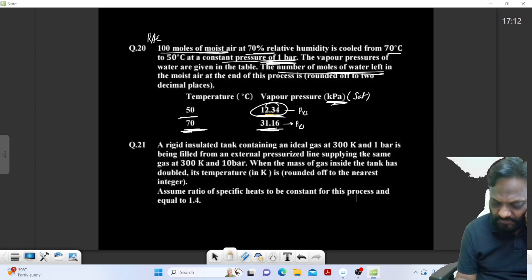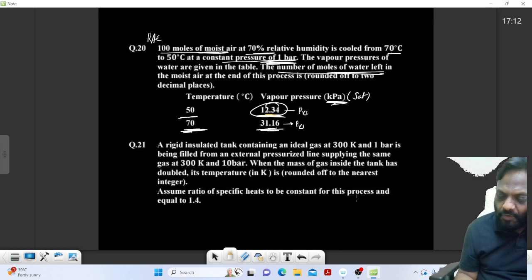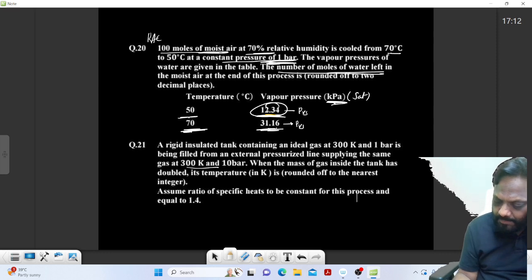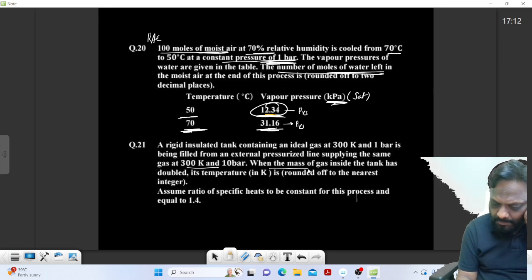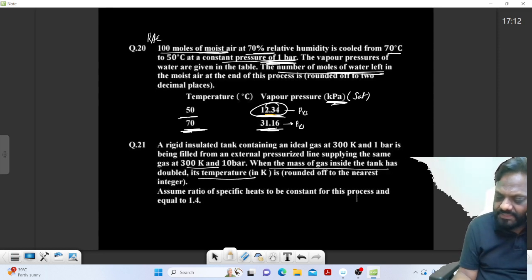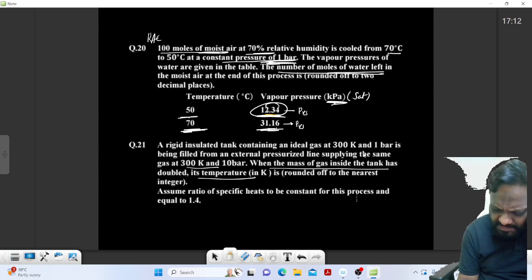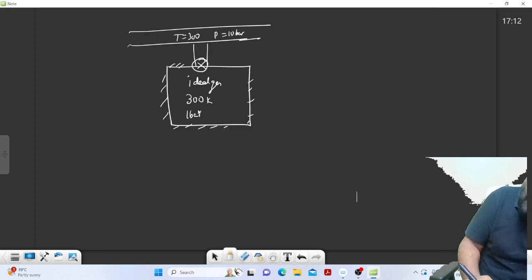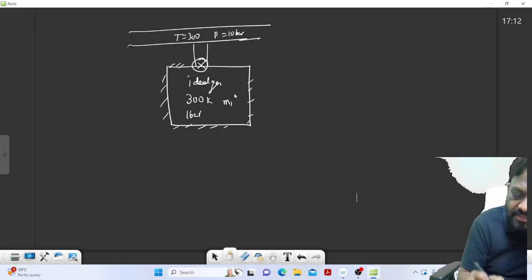It is filled from an externally pressurized supply line. There is a supply line, and from the supply line the tank is filled with the help of a valve. Let us see the supply line conditions. Here the temperature is 300 and the pressure is 10 bar. Okay, sir. And how long is it filled? When the mass of the gas is doubled, what is the final temperature? So listen carefully, sir. An insulated tank containing an ideal gas is filled from an external supply of the same gas. So if there is oxygen, it is also supplying oxygen. How long? Until the mass inside is doubled. Originally the mass is m1 and the final mass is doubled.